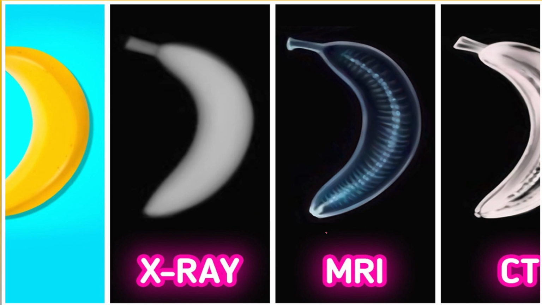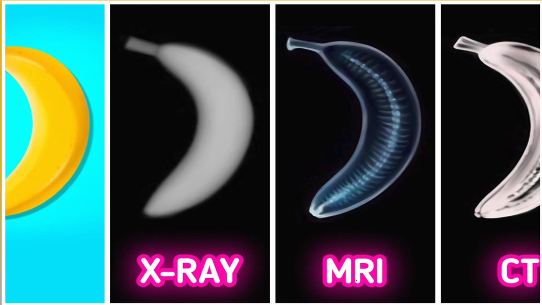Now let's go to the CT scan, the third image. In this image you can see most of the portion is whitish, because CT scan is almost the same as X-ray, but the difference is it produces a 360-degree image. So you can see here it is also whitish, but you can rotate this image in 360 degrees and see the 360-degree view of this banana scan.